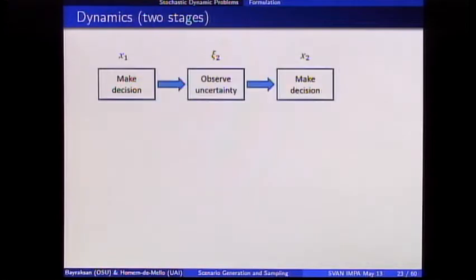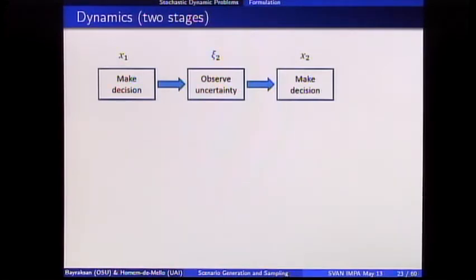Okay. So you can think of the dynamic problem in this way. You make a decision, you observe the uncertainty, and then you make a decision. In two stages, that's it. A two-stage problem. You make a decision, observe the uncertainty, and then make a correcting decision. This is something called the recourse decision. You have seen this in your stochastic optimization course. So in two stages, things are much easier.